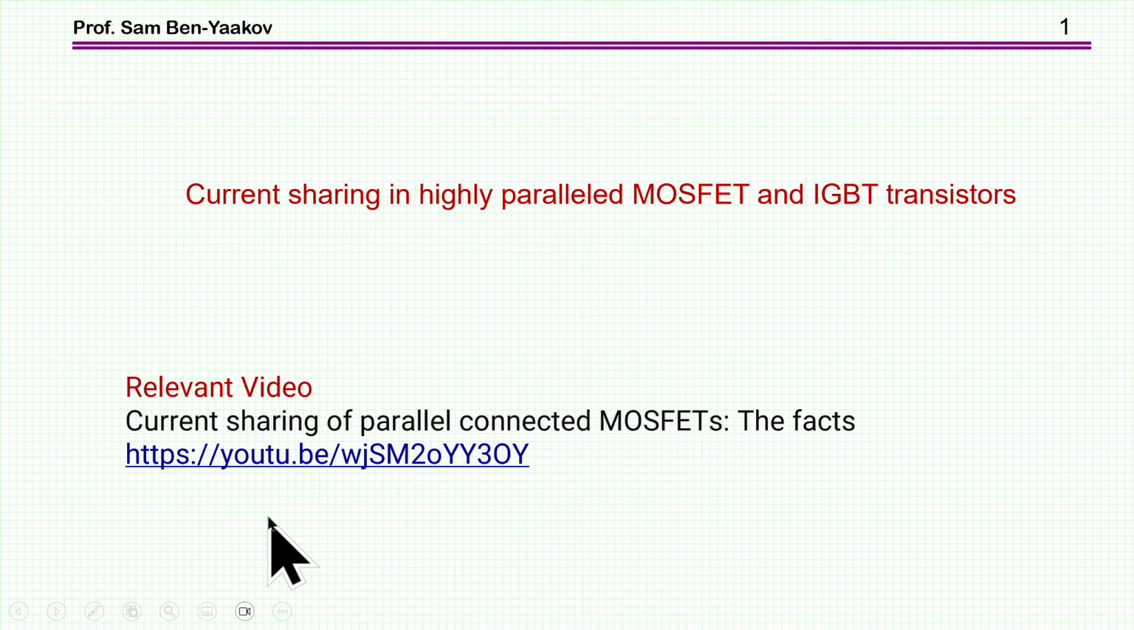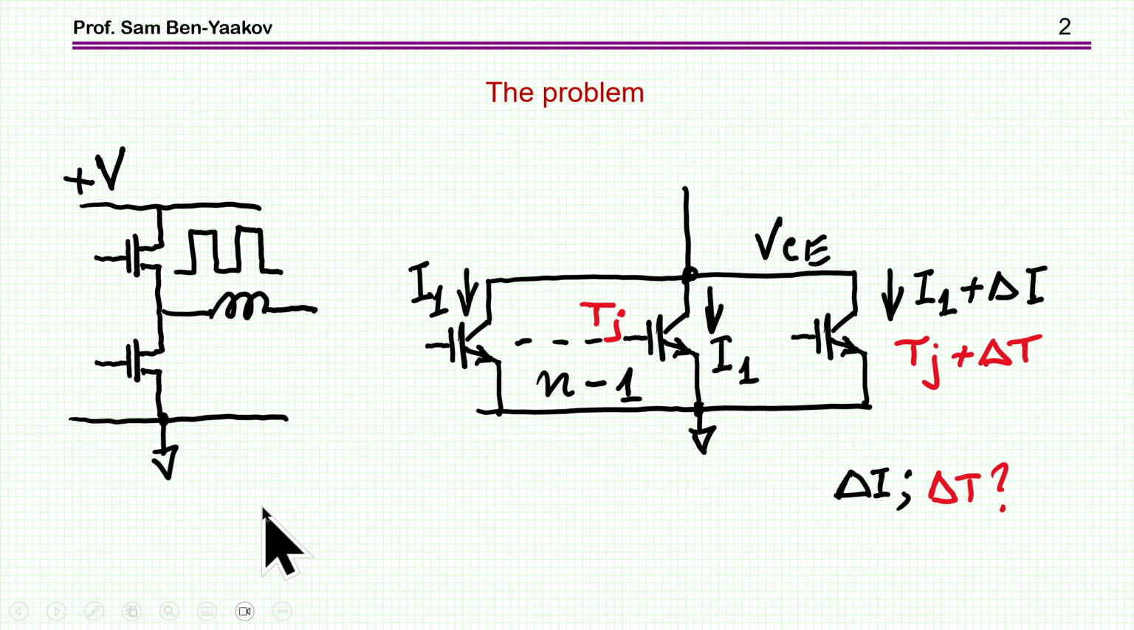So the problem that I'm addressing in this presentation is paralleling transistors, and the question is, what is the distribution of the current in this arrangement? Here is a half bridge, could be for an inverter, and in the case that one transistor cannot carry the full current of the phase, even if it's a large transistor, then the practice is to put a number of transistors in parallel.